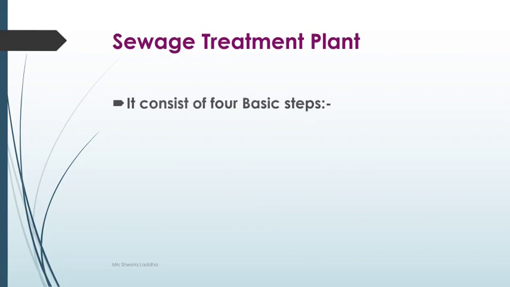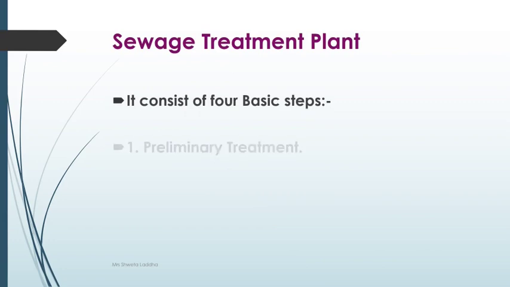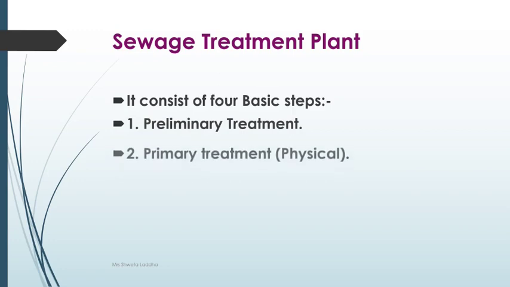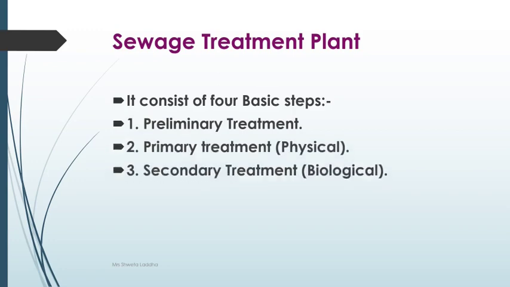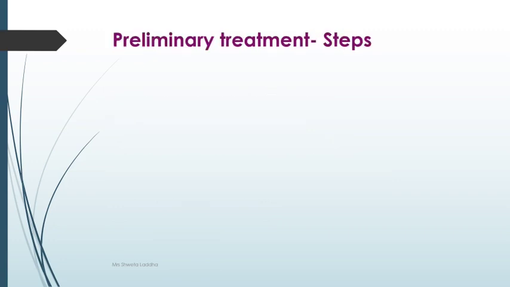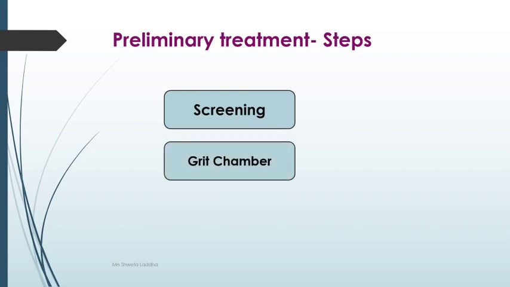A sewage treatment plant carries out the activity in four basic steps. The preliminary treatment, then the primary treatment, also called the physical treatment, the secondary treatment, called the biological treatment, and the tertiary treatment, which is also called treatment of activated sludge. The preliminary treatment consists of two steps: screening and then use of grit chambers.